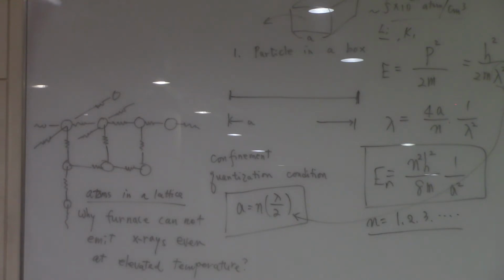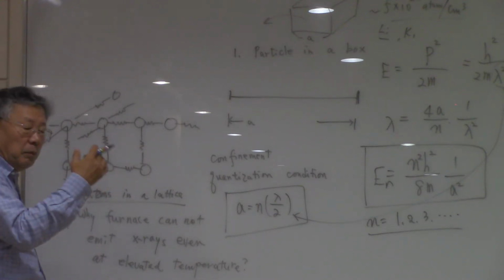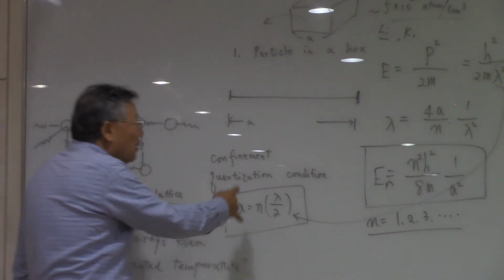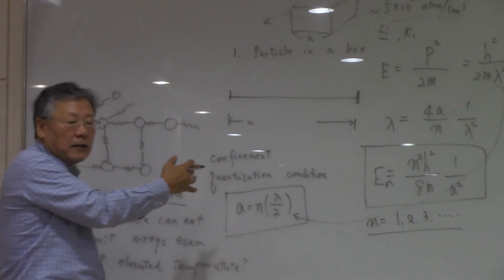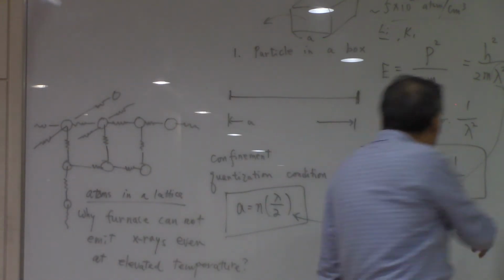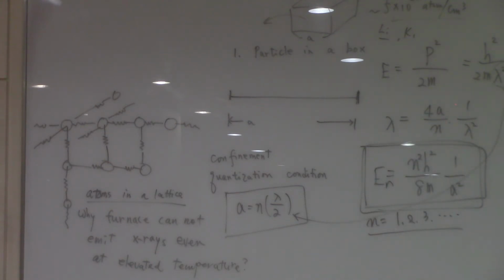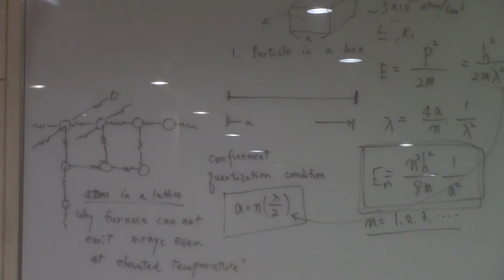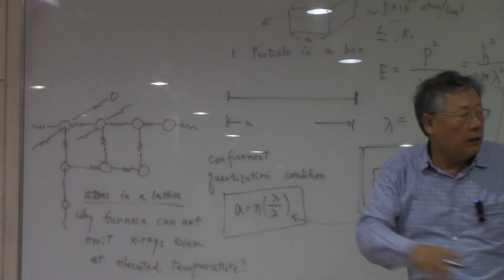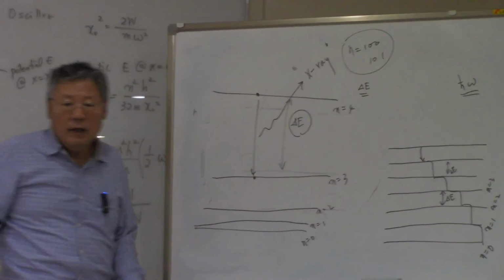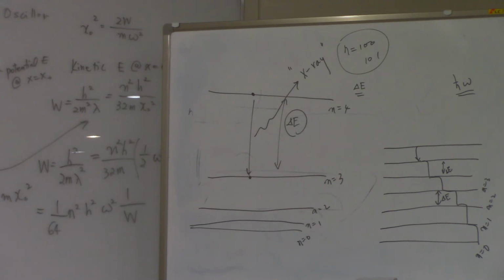electrons are confined, atoms are confined in a system, then it should be quantized, and the free electron is like a particle in a box. It is quantized in this fashion. On the other hand, the lattice atoms are going to be quantized in this way, as integral multiples of h bar omega, just like this. So that's why furnaces cannot emit X-rays.